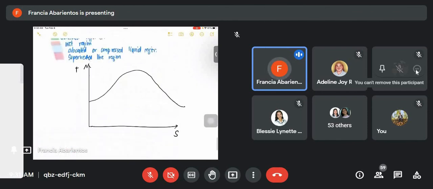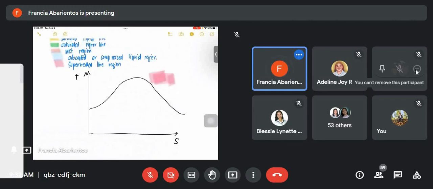Wait. Ito muna sa labas. This is the superheated region. Kasi dito yung superheated natin. This is the critical region, so yung pinakamataas, class. This is the critical point. Yan. Critical point. So, that is the critical point.